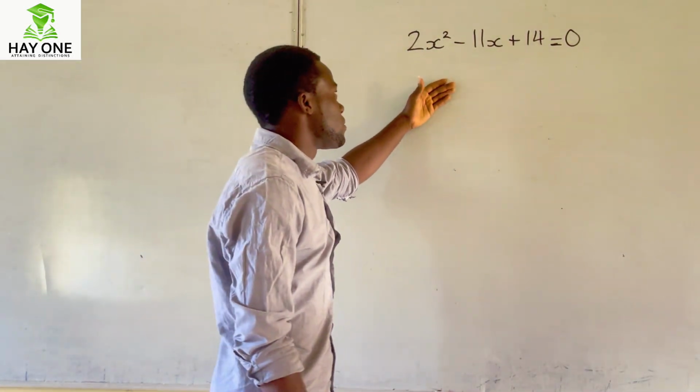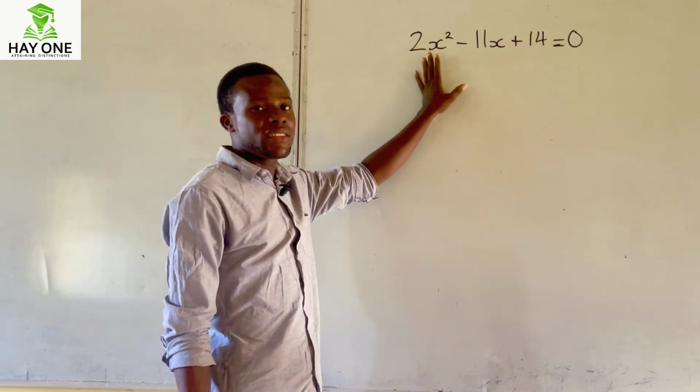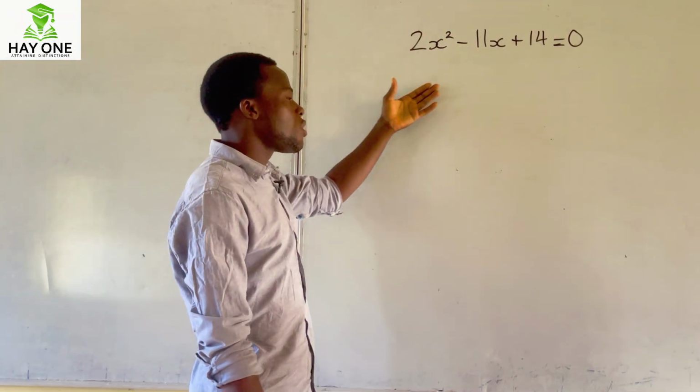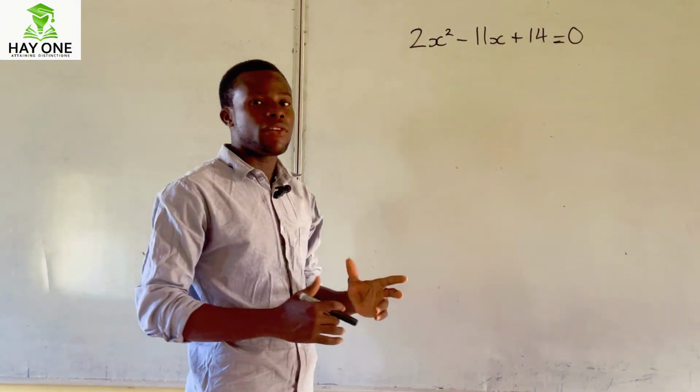Look at this equation. Which type of equation is this? This is a quadratic equation because the highest power is 2. Now, we want to solve this quadratic equation using the factorization method. How do we solve using the factorization method?